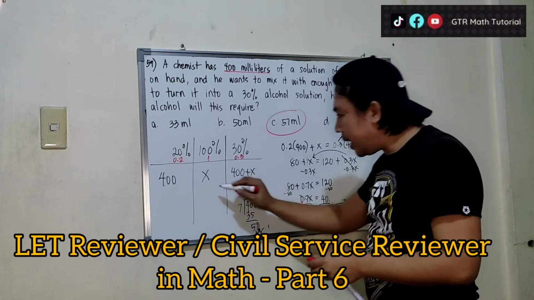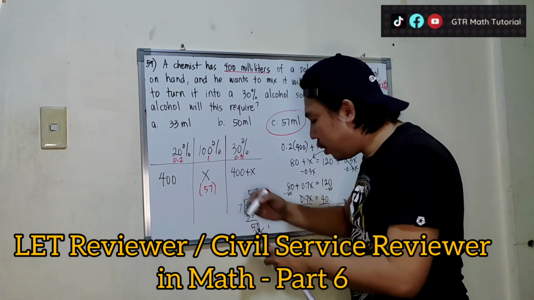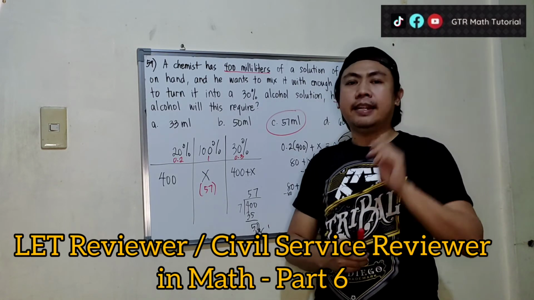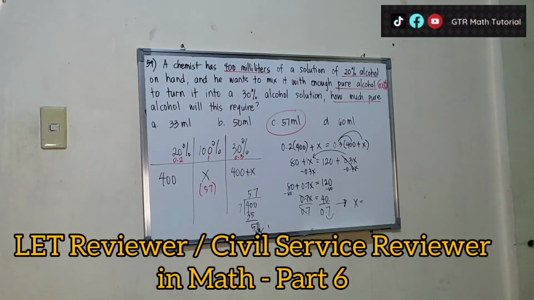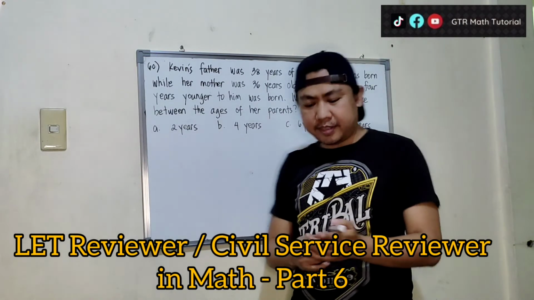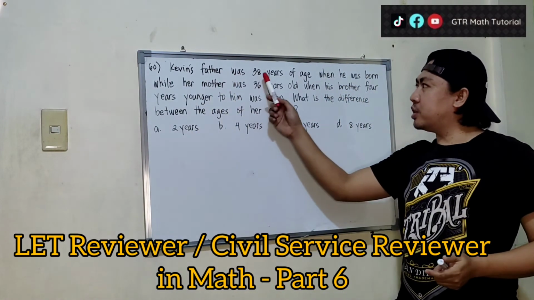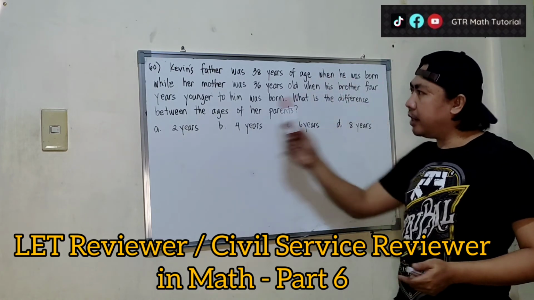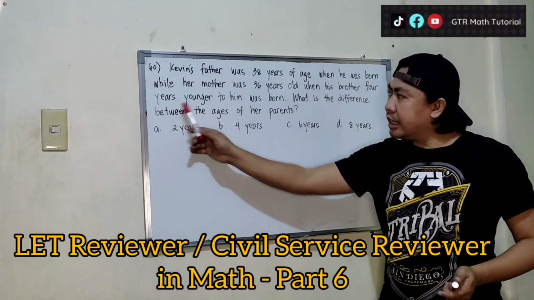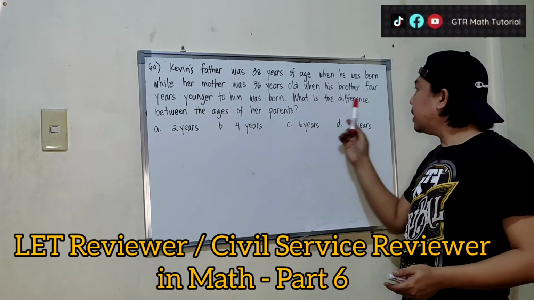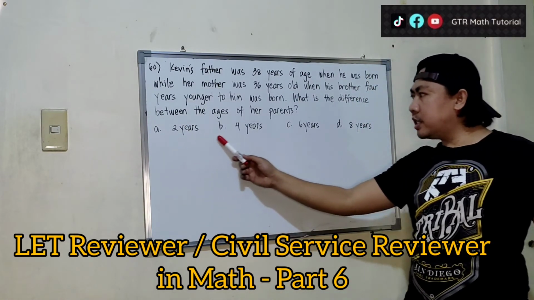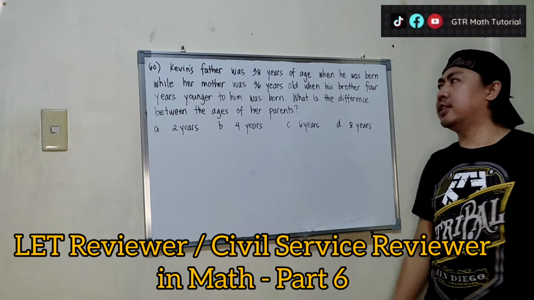Okay, so 57 ml ang kailangan natin na pure alcohol para magkaroon tayo ng 30% solution. Okay, last number, 60. So, Kevin's father was 38 years of age when he was born, while her mother was 36 years old when his brother, 4 years younger to him, was born. So, what is the difference between the ages of her parents? So, choices, 2 years, 4 years, 6 years, and 8 years.